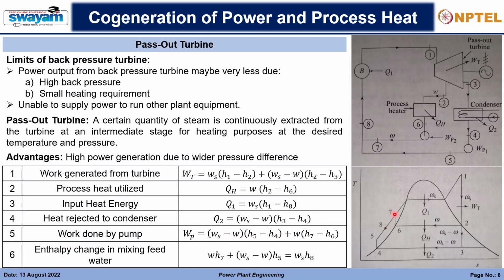And then from 7 and 5 there will be some mixing. So what will be the energy equation during the mixing? That will be given by W into H7, and (Ws minus W) into H5. So this is the Ws minus W coming in and having enthalpy H5. Together it will form Ws, the total, because W and Ws minus W total to Ws, into the enthalpy of H8. So these equations will be used later to solve the problems. That is why I am showing it like this for now.